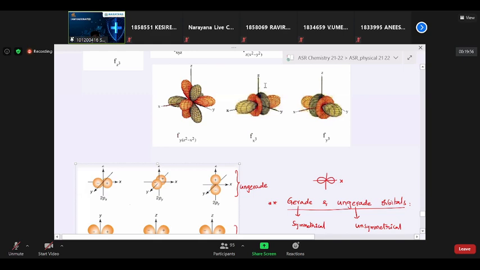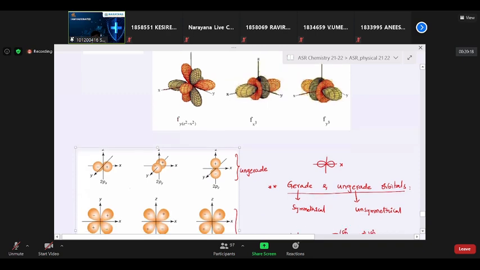See carefully the left side representation. For dxy, dyz, dzx, representation of the lobes with sign. The lobe sign means that it is the wave function sign, the psi representation.